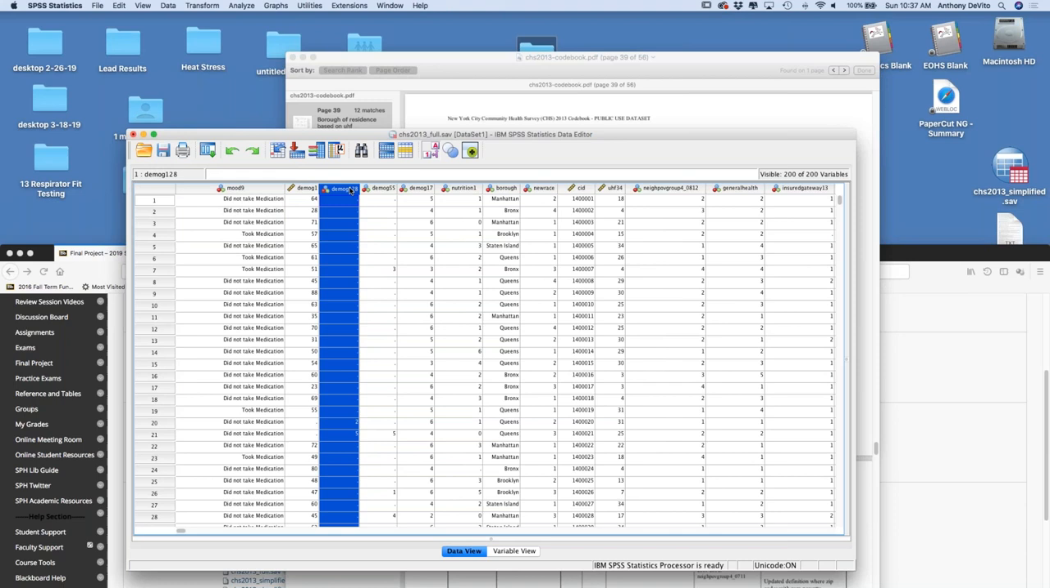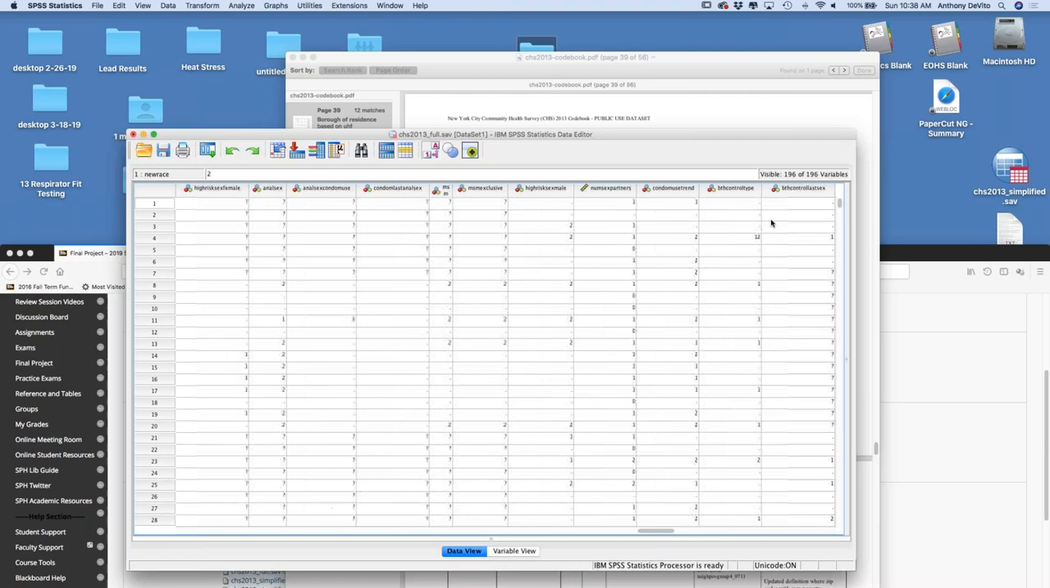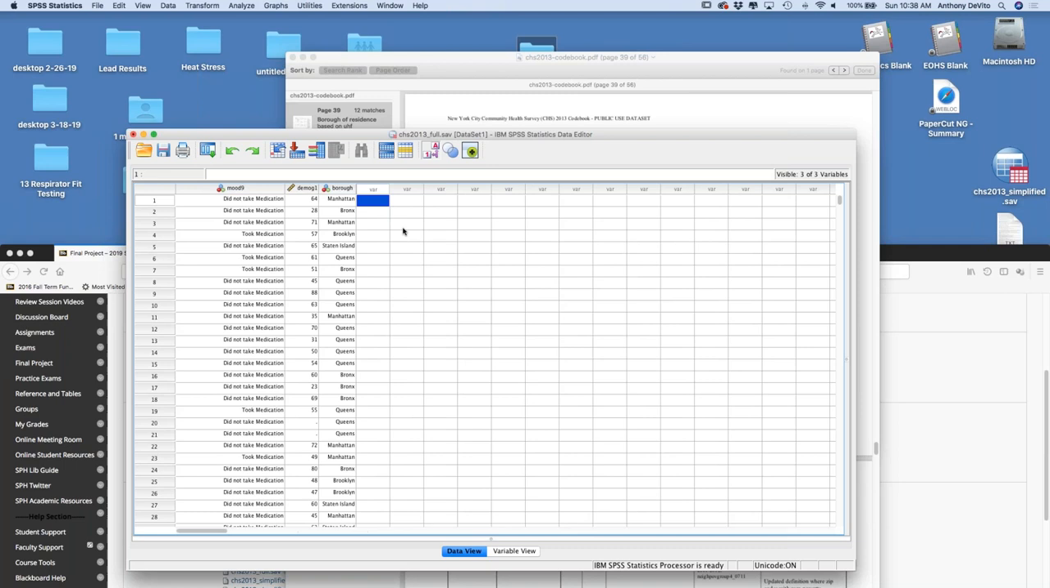I'm just keeping the ones I'm going to work with today, for what we're doing right now. And the rest of these, I'm not going to need for a while. In fact, I'm going to scroll all the way over and eliminate everything, just have the variables I'm going to work with. You don't have to do this, but especially with this big full data set, it makes it a little easier to work with. So I'm going to save this right now.